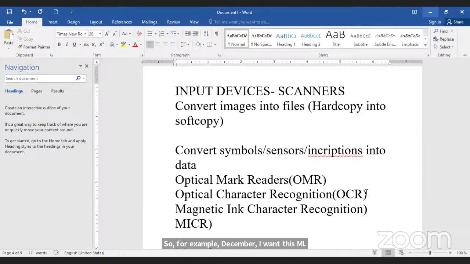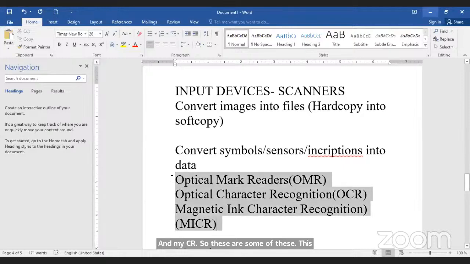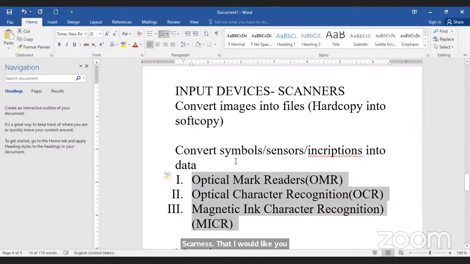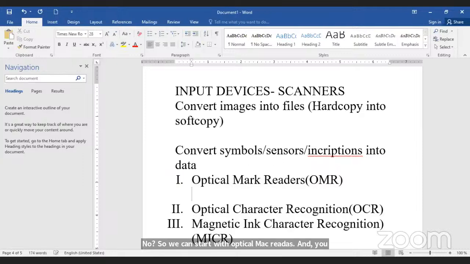MICR. So these are some of the specific scanners that I would like you to know. So we can start with optical mark readers. Optical mark readers allow direct transfer of data from the document, or from the device, or from the gadget, to a computer.